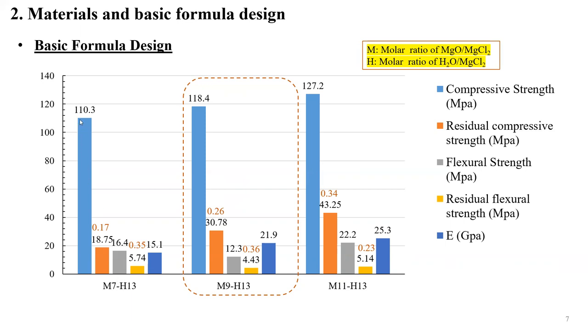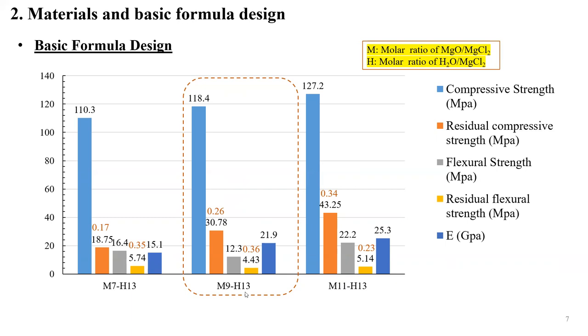So as you can see, for M7H13, the compressive strength is 110 megapascal, but the residual compressive strength is only 18.75. So the coefficient of water resistance for compression is 0.17. And for the flexural strength, it's 16.4. And then after immersion in water, the flexural strength becomes 5.74. So the coefficient is 0.35. And then Young's modulus is 15.1, which is quite low. And also this ratio is also quite low.